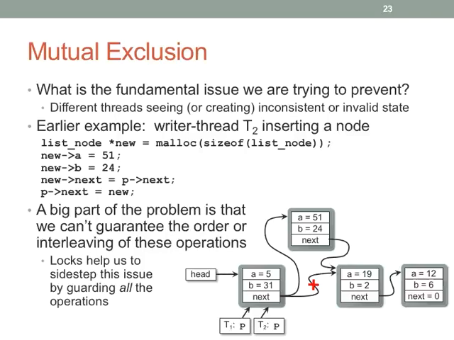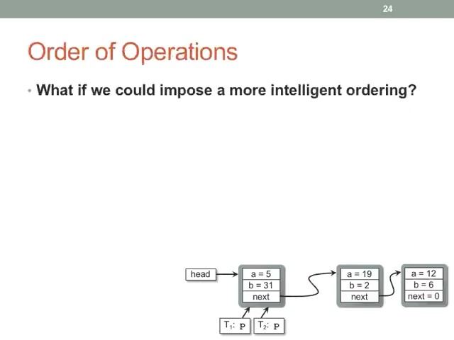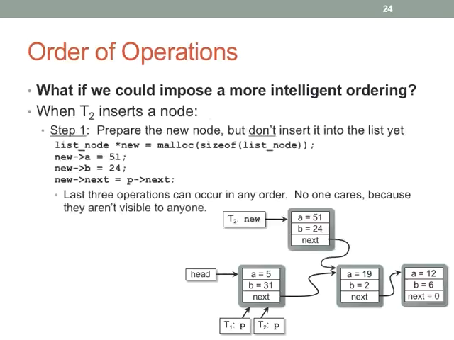That's why we like locks, right? I manipulate things and I guard my change so that nobody can see it until the manipulation is complete. So what if we could actually impose a more intelligent ordering? And I hope you're starting to think, okay, fences, he's going to talk about fences. It turns out that we actually don't need too much sophistication for doing this. Okay, so T2 inserts a node.